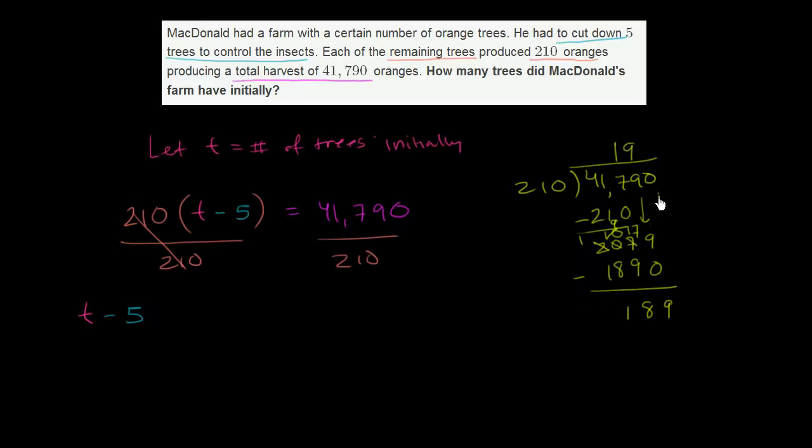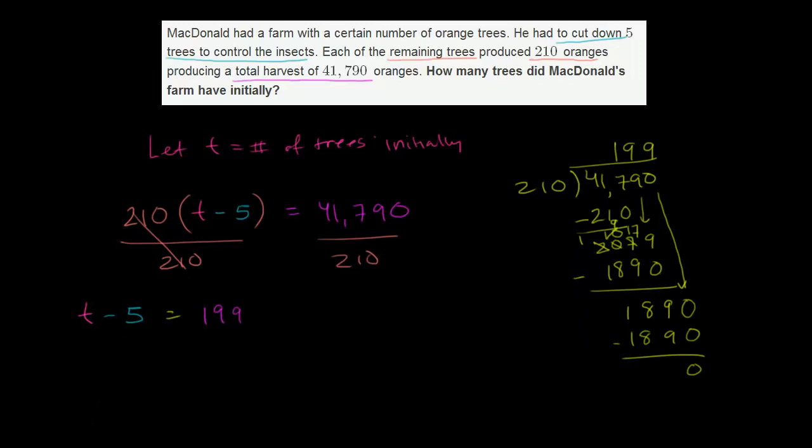Bring down another 0. And we already see that 210 goes into 1,890 9 times. 9 times 210 is 1,890. And we subtract, we have no remainder. So what we get on the right-hand side is 199.